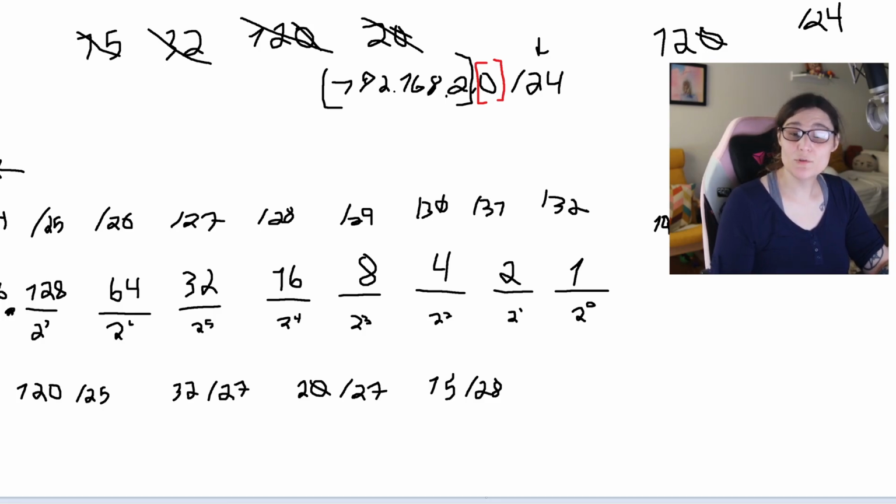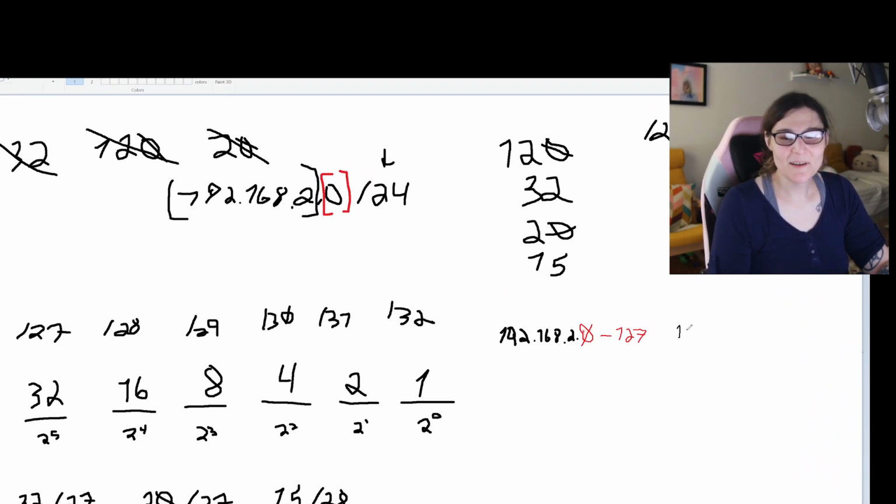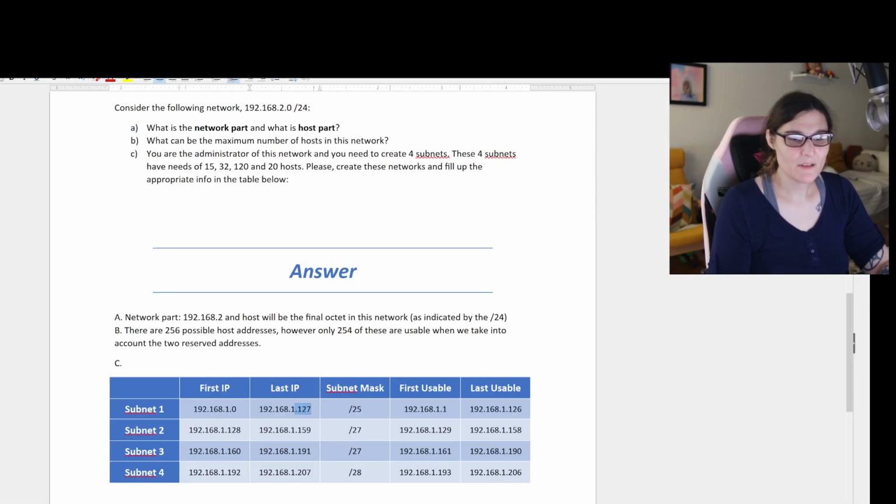So what is the first usable address out of these? The first usable address is going to be one more than this. 192.168.2.1. That's the first usable because 0 is going to be reserved, right? So the first usable is 192.168.